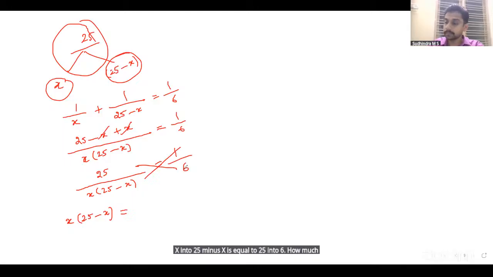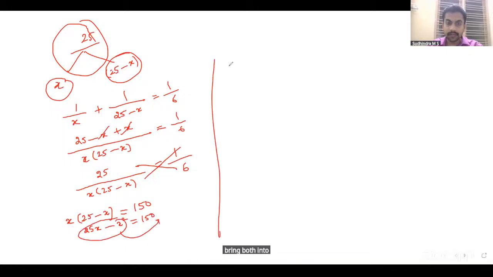How much? 150. Very good. So open the brackets. 25x minus x square is equal to 150. Bring both to RHS. We get x square minus 25x plus 150 is equal to 0. What are the two factors? Product being 150, sum as 25.